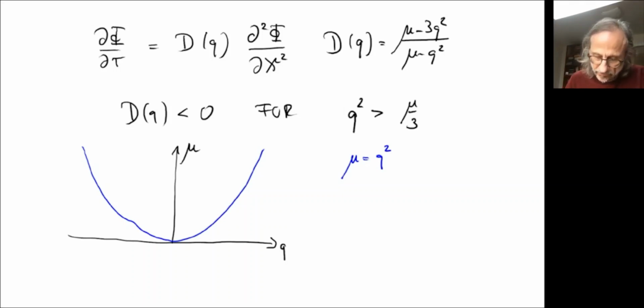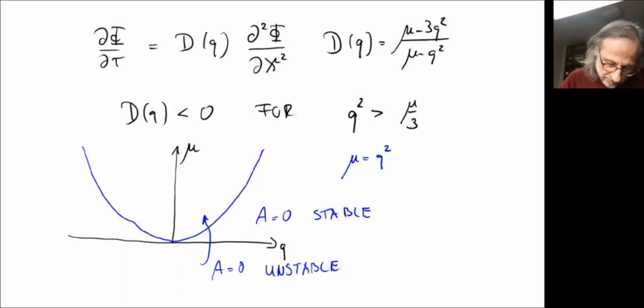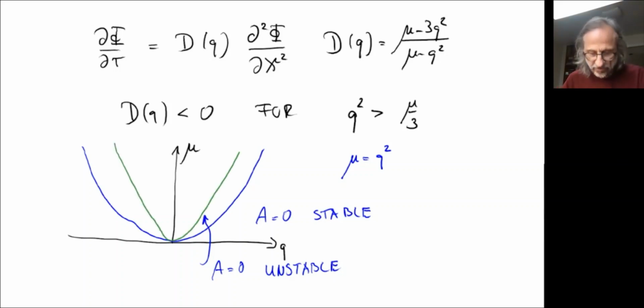Outside that neutral curve, the state A equals 0 is stable, and inside that neutral curve, A equals 0 is unstable, and that's where we get the patterns. Now we get an additional curve, given by q squared equals mu over 3, which is always inside. It should also be a parabola, it's not very nicely drawn. Here the pattern is stable inside: when q squared is smaller than this number, the diffusion coefficient is positive, and it's unstable outside.